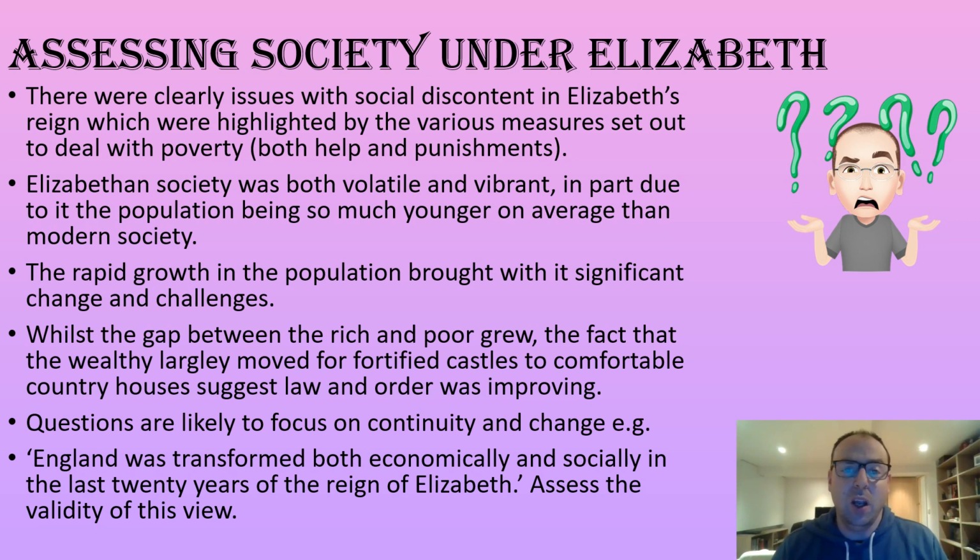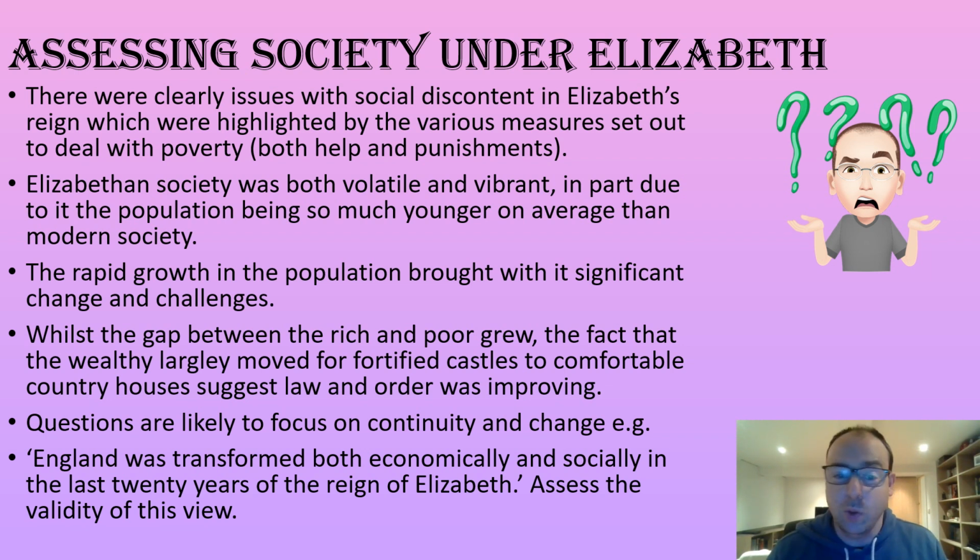Any exam questions you get are likely to focus, because of the key question, on the ideas of continuity and change. So, for example, there's been one: England was transformed both economically and socially in the last 20 years of Elizabeth's reign. Assess the validity of this view. And in terms of the social bit of that, you would look at things like the changes in society. You would look at the potential increase in tension between those higher up in society and those lower down, the emergence and growth of the gentry class. You would talk about the changes across the regions. Again, I would highlight issues and changes in Ireland.